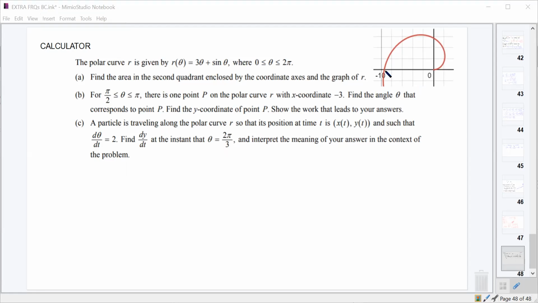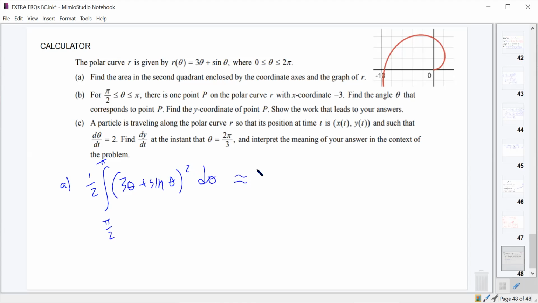So first off, we're going to find the area in only the second quadrant that's enclosed by the coordinate axes in r. So that means we're going to start with A, which is 1/2 of the integral from pi over 2, right, and pi, the bounds for our second quadrant, of 3 theta plus sine theta squared d theta. Good or no?